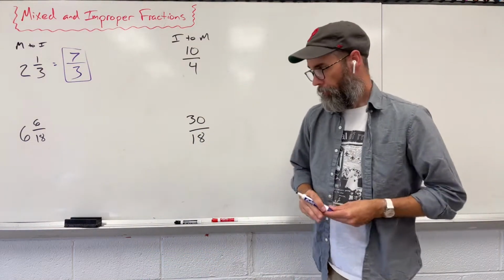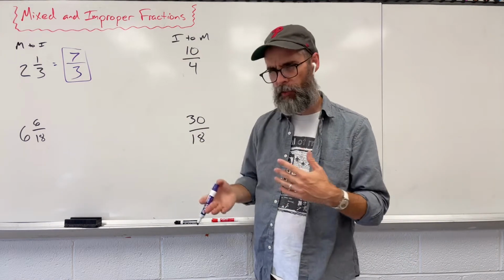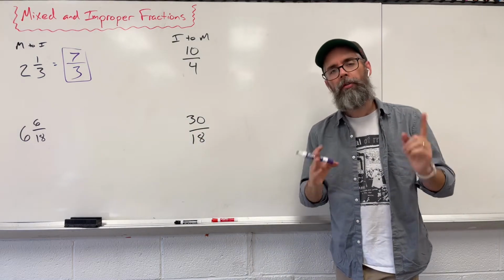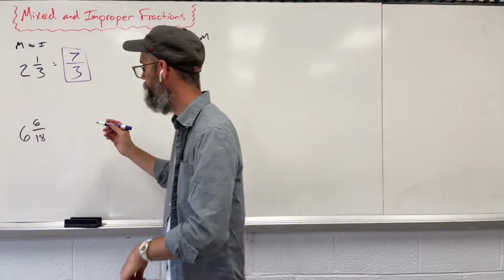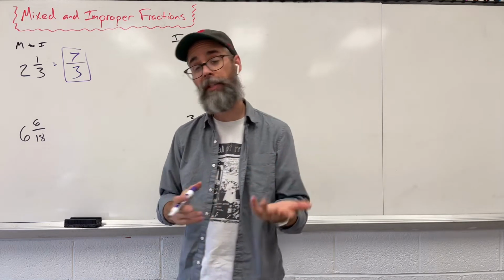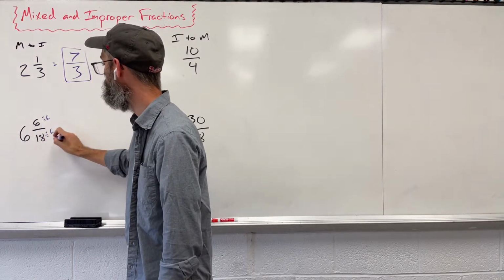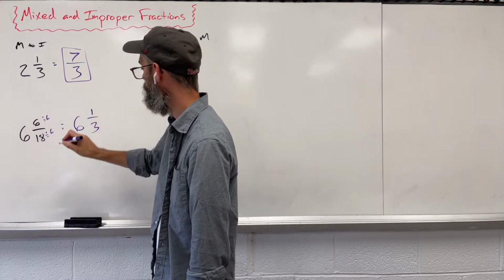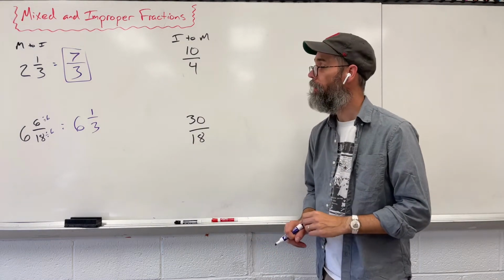Bottom one. Now, I could do the same thing. I could do 6 times 18 and then add 6, but you know what? I don't know what 6 times 18 is. So let's make this problem a little smaller because I can simplify the fraction portion of this. 6 and 18, they both share the number 6. Let's knock it down by 6. So we say divide by 6, divide by 6. And we're left with 6 1/3.